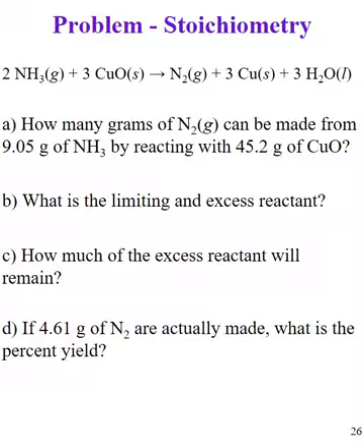We have our chemical reaction: 2 NH3, 2 ammonias, plus 3 copper(II) oxide produces nitrogen gas plus 3 coppers plus 3 water molecules. The first question is, how many grams of N2 can be made from 9.05 grams of NH3 by reacting with 45.2 grams of copper(II) oxide? Second, what is the limiting and excess reactant? Part C, how much of the excess reactant will remain? In part D, if 4.61 grams of N2 are actually made, what is the percent yield?